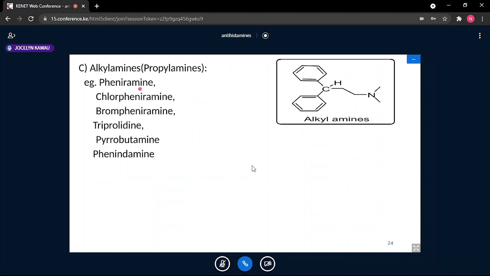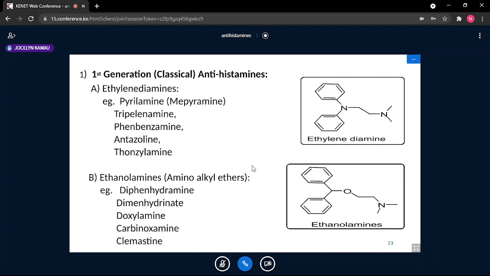Then we have the alkylamines. You can see the names are derived from the kind of side chain you have here. The alkylamine is where our X, the nitrogen in the ethylene diamines, is replaced with a carbon. So here the phenyl rings are separated from the terminal nitrogen by 1, 2, 3. If you look at the other ones, there is a different atom, but the separation is by 2 carbon atoms. Like in the ethylene diamines, you find that there is that nitrogen.